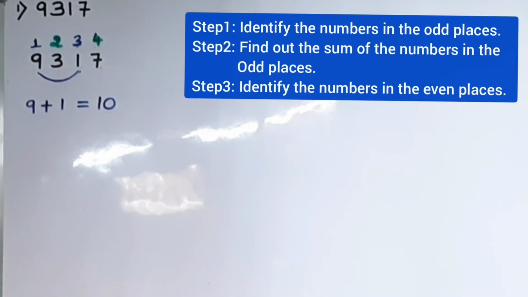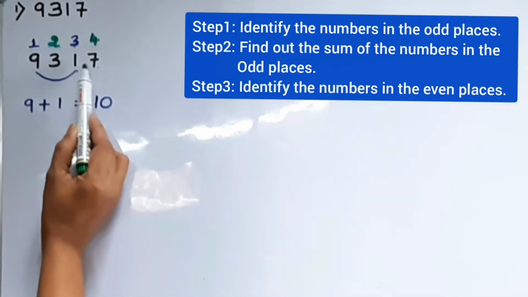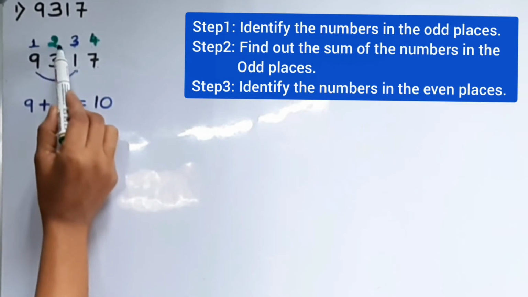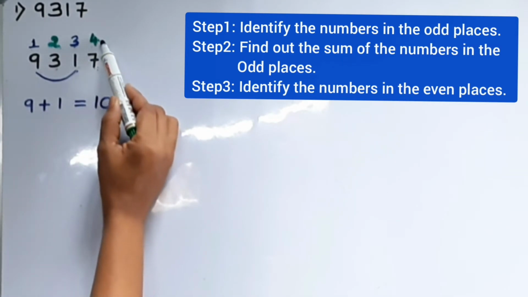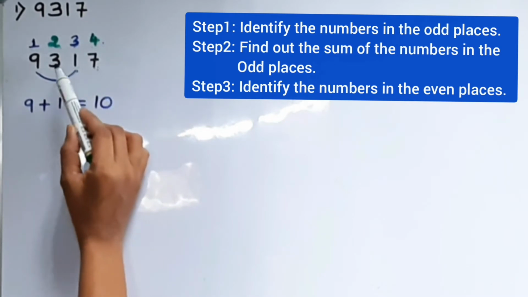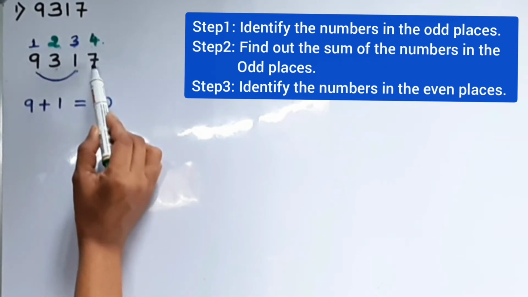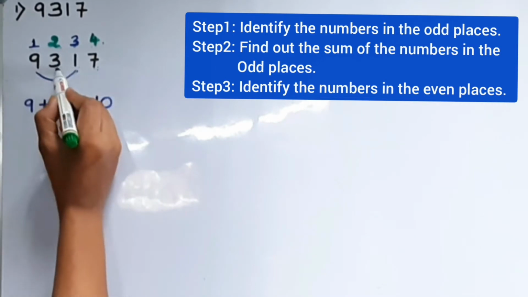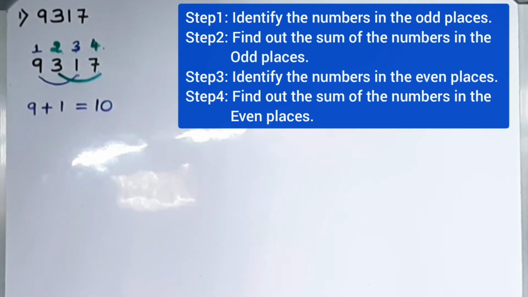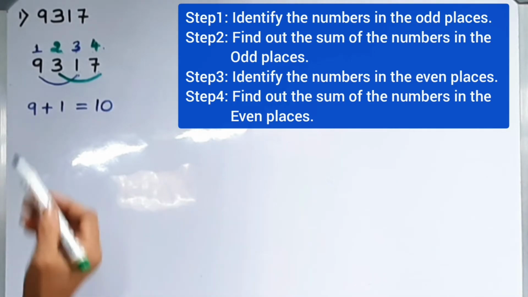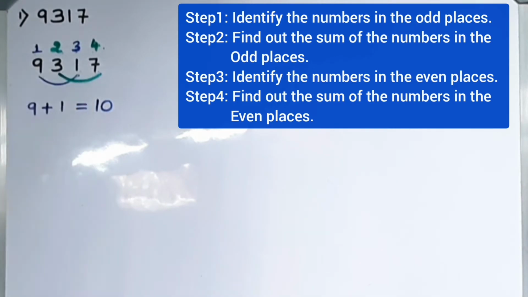Step 3. We have to find out the numbers present in the even places. In 9317, 3 is in the second place and 7 is in the fourth place. Means 3 and 7 are in the even places. Step 4. We have to find out the sum of the numbers present in the even places. That is 3 plus 7. 3 plus 7 is 10.